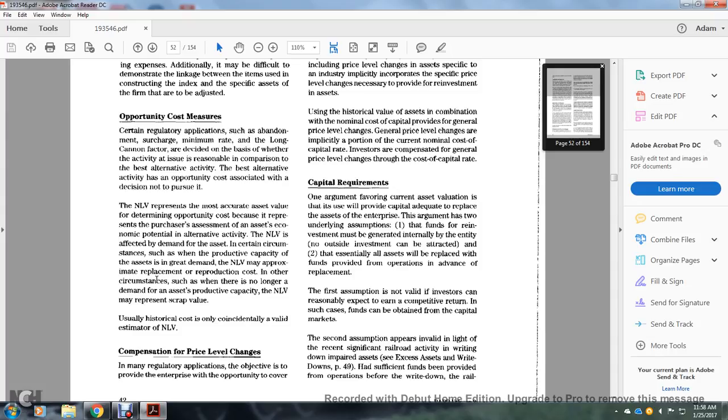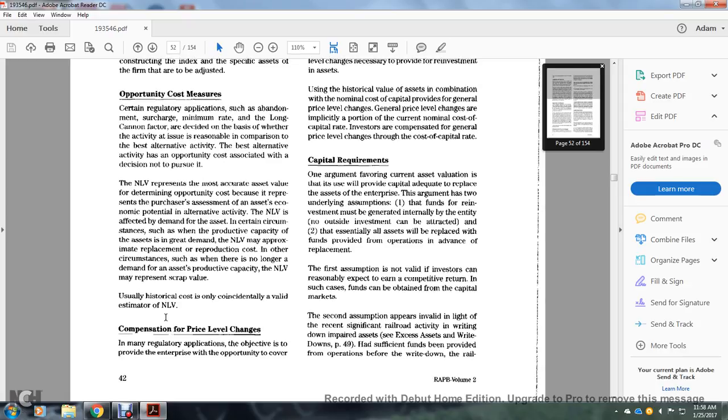Net liquid value is effectively determined by the asset in certain circumstances of productive capacity where there is great demand, with the net liquid value approximating replacement or reproduction cost. In other circumstances, such as where there is no other demand for the asset's productive capacity, the net liquid value may represent the scrap value. Usually, historical cost is not a valid estimator of the net liquid value.